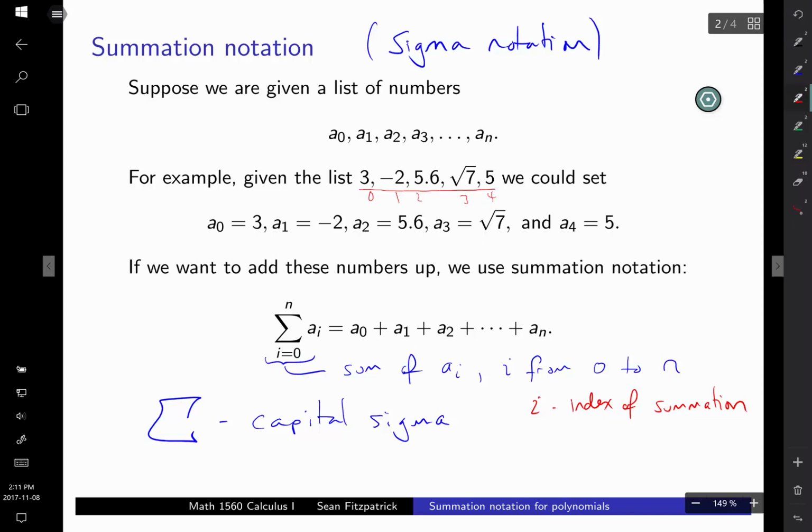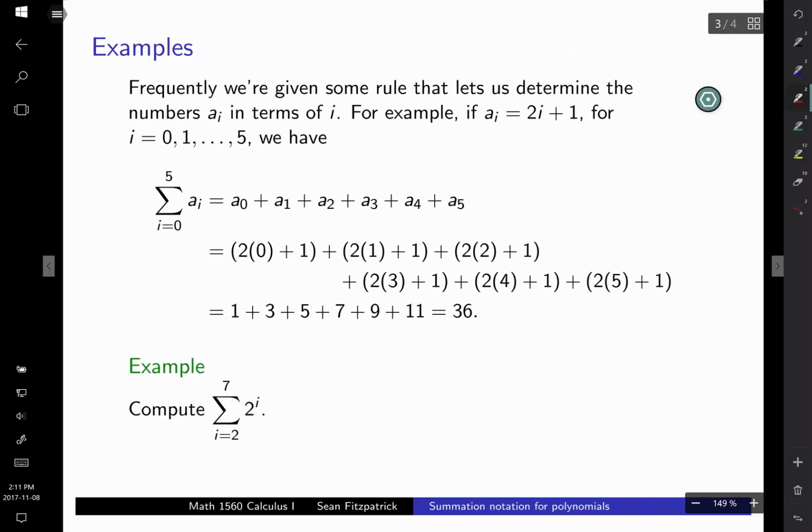Okay. Now, frequently when we're doing these, we'll have some sort of expression that tells us how to find these numbers. So the a sub i's, there might be some rule for computing them. So in this example, a sub i equals 2i plus 1 means we're looking at odd integers. This index i is always an integer. It could be 0, 1, 2, 3, and so on. So if I wanted to talk about the sum of the first 6 positive odd integers, that would be 1, 3, 5, 7, 9, and 11.